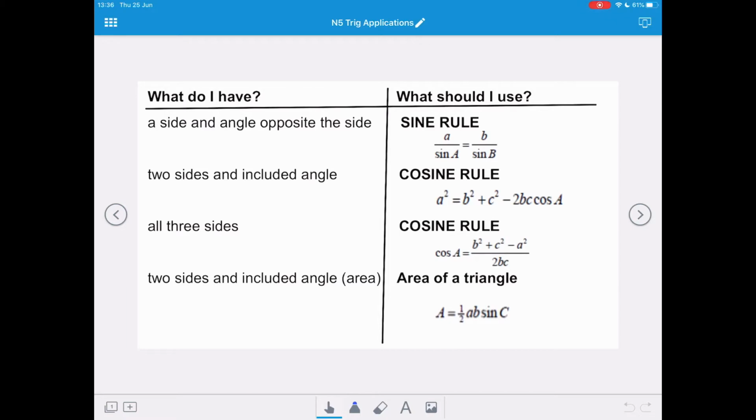If you've got all three sides and you're looking for a missing angle, then you're going to use the cosine rule in the form the cosine of A equals b squared plus c squared minus a squared all over 2bc. And if you're asked to work out the area of a non-right angle triangle and you've got two sides and the included angle, then you're going to use the formula A equals a half ab sine of C.